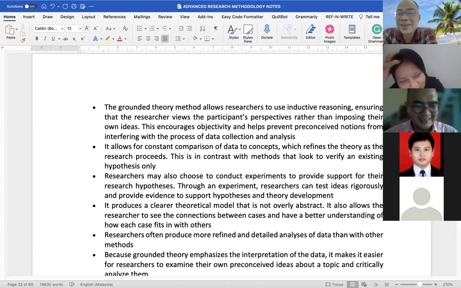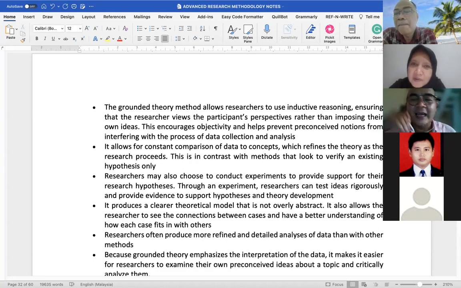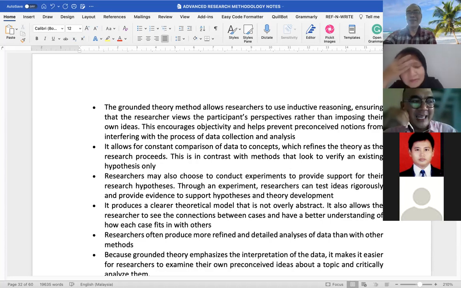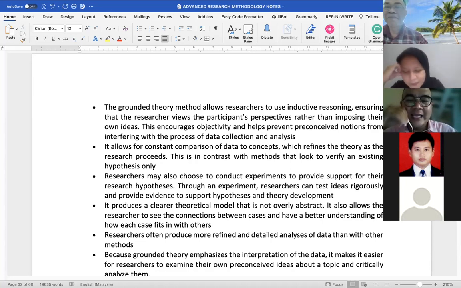Okay. Maksudnya, if we want to interview an expert, for example. How about the ethics? Should we give a gift, or money, or what? Sometimes we don't know them personally. What should we give to them?